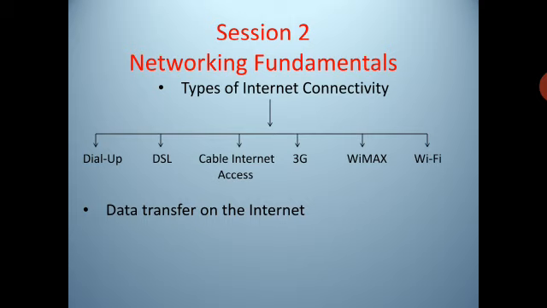Fourth, 3G. Its short form is third generation and it is used for mobile devices. High speed downlink packet access is a 3G mobile telephone communications protocol that allows higher data transfer speed. Support for 3G is available on your mobile phone.